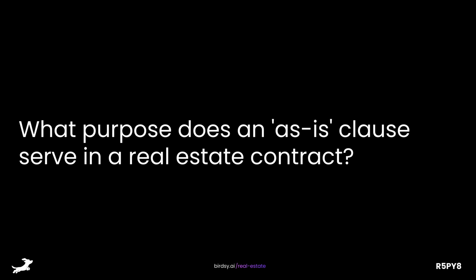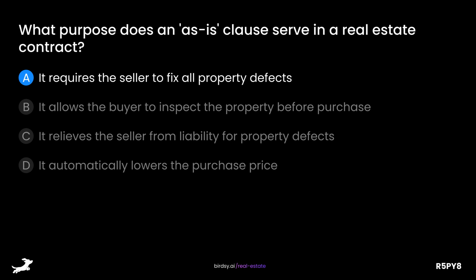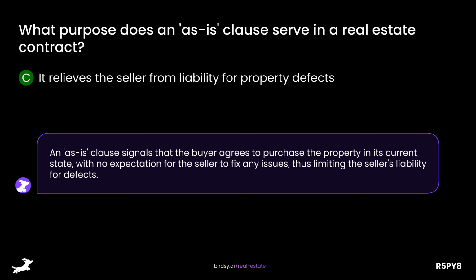What purpose does an as-is clause serve in a real estate contract? Is it A, it requires the seller to fix all property defects? B, it allows the buyer to inspect the property before purchase? C, it relieves the seller from liability for property defects? Or D, it automatically lowers the purchase price? The answer is C. It relieves the seller from liability for property defects. An as-is clause signals that the buyer agrees to purchase the property in its current state, with no expectation for the seller to fix any issues, thus limiting the seller's liability for defects.